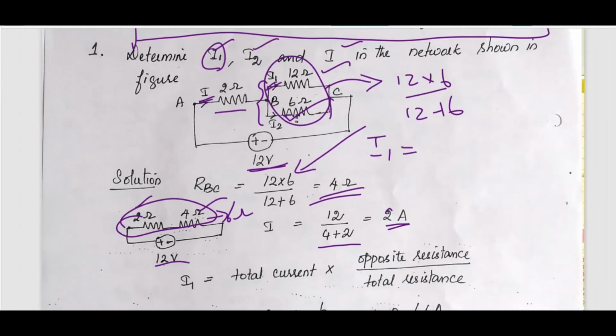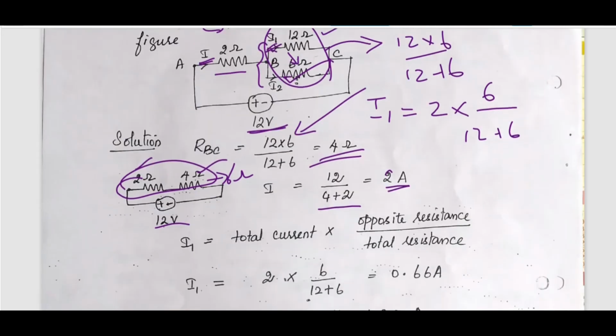We found it as 2 ampere. So 2 into the opposite resistor. What is the opposite resistor here? For I1, the opposite resistor is 6 divided by the total resistance connected. Is it so? So 2 into 6 by 12 plus 6 equals 0.66 amps.